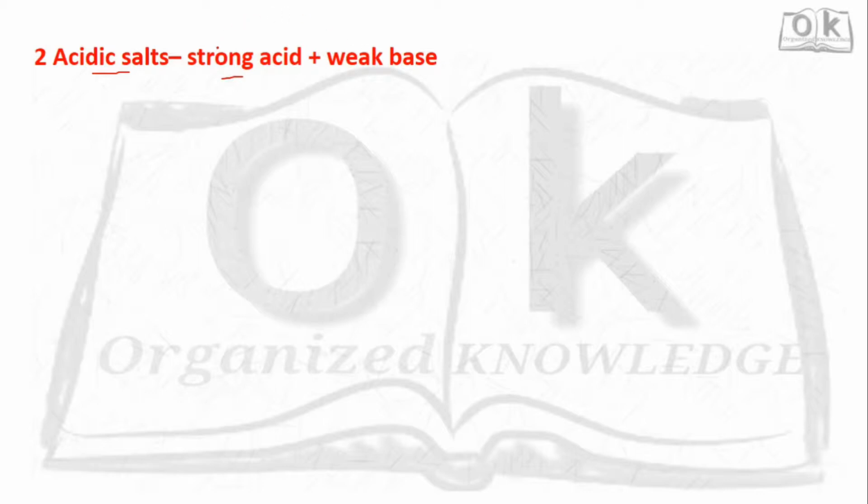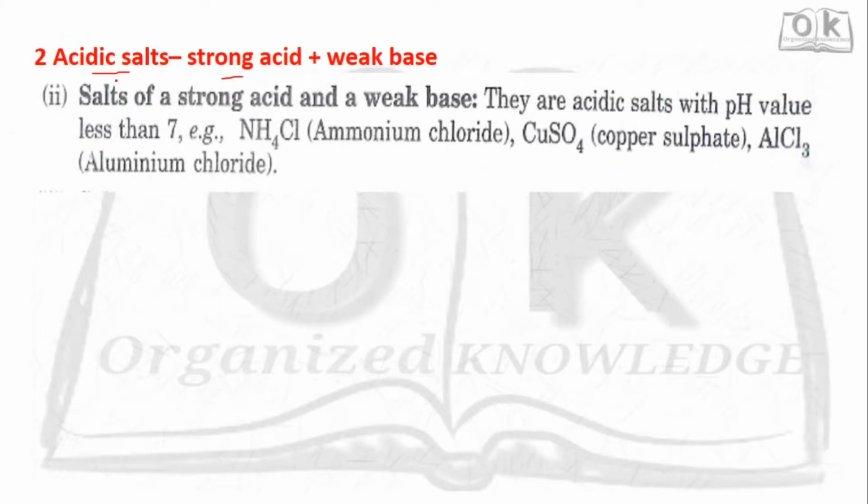Next type of salt is acidic salt. अब आपको समझ आ गया है कि एसिडिक सॉल्ट कैसे फॉर्म होगा. If the acid will be strong and the base will be weak, meaning more properties of acids will be present in the acidic salt. Let's take example here. For example, ammonium chloride, copper sulfate, aluminium chloride, and these are the acidic salts having pH value less than 7. हमने जब pH स्केल के बारे में पढ़ा था उस टाइम हमने पढ़ा था कि जो pH है अगर less than 7 है, then the properties shown by substance will be acidic.